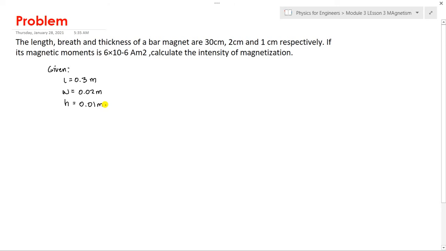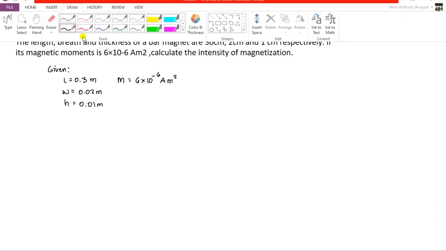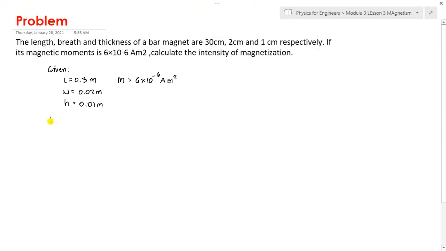Its magnetic moment, abbreviated as capital letter M, is equal to 6 times 10 to the power of negative 6 ampere per square meter. What is to be found here is the intensity of magnetization, meaning the strength of the given permanent magnet. So, that is I.